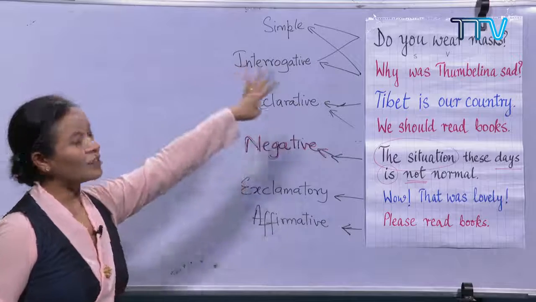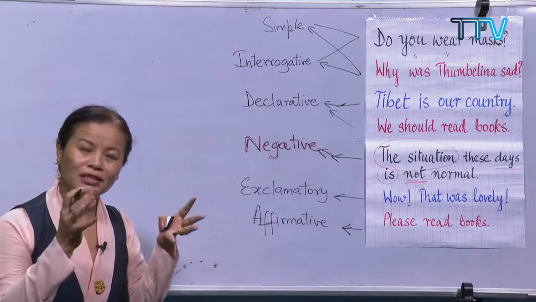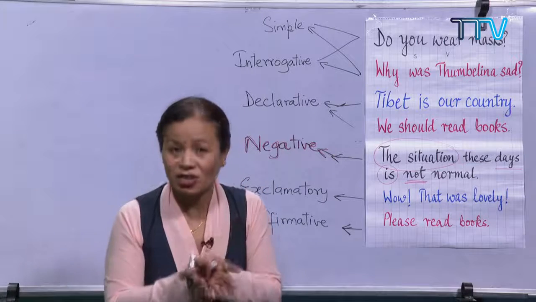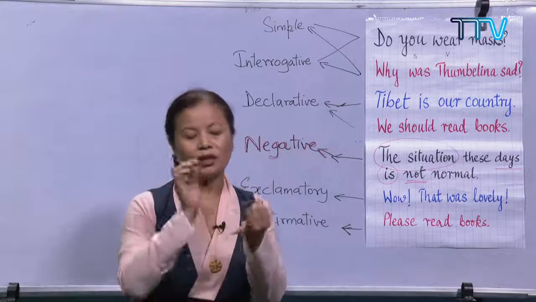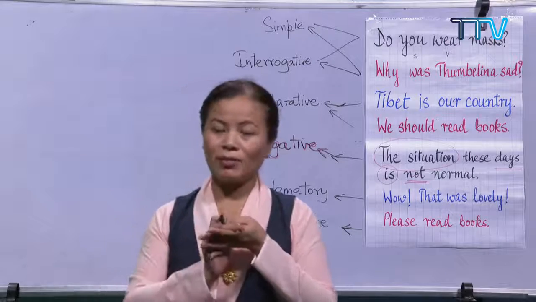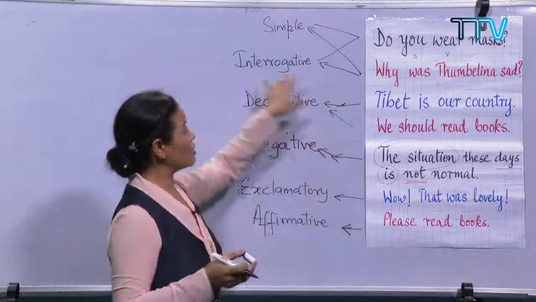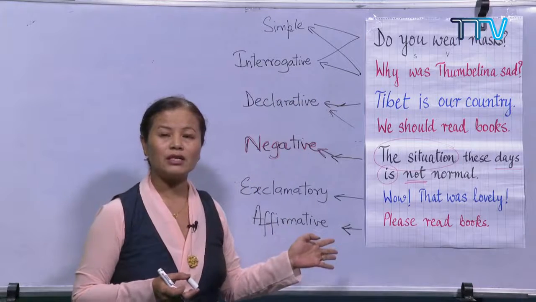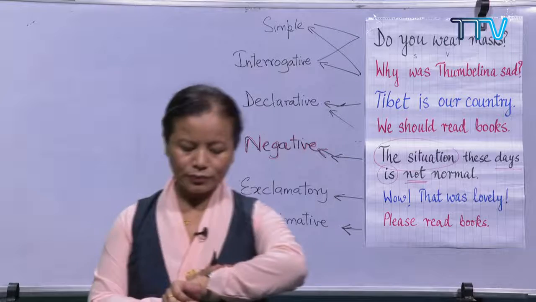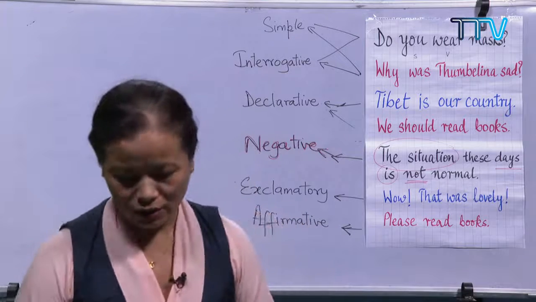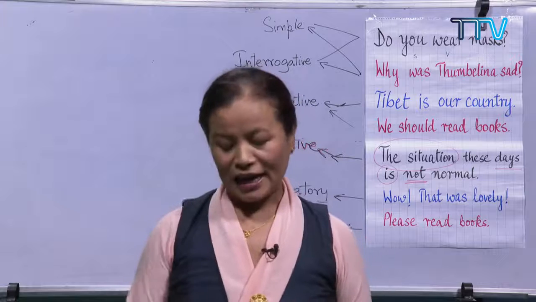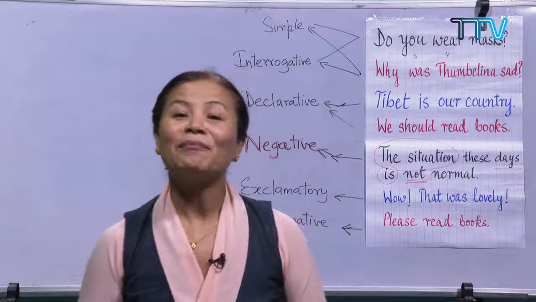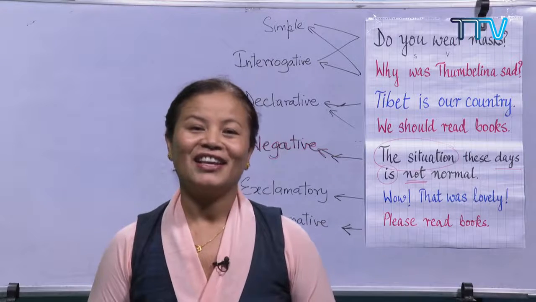Okay, here a simple sentence means we are grouping the sentences based on the structure. Structurally, we have simple, compound, complex, and compound complex sentences. And based on functions, we have interrogative, declarative, negative, exclamatory, affirmative sentences. So I hope you got all things clear. Okay? And in the next session, Gaten Thargila will tell you about compound sentences. Okay? So thank you.